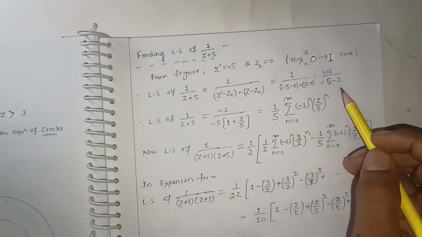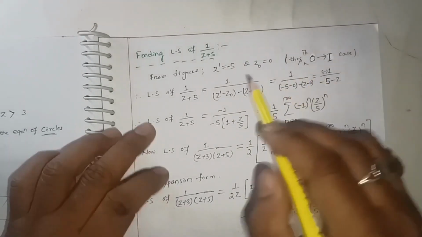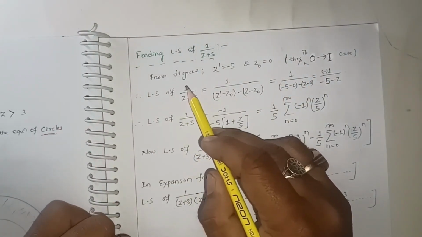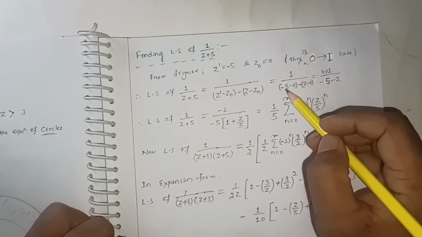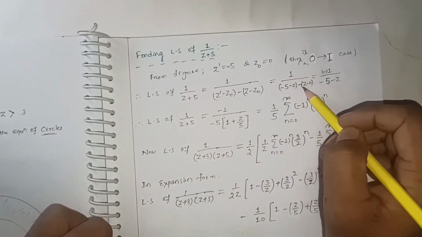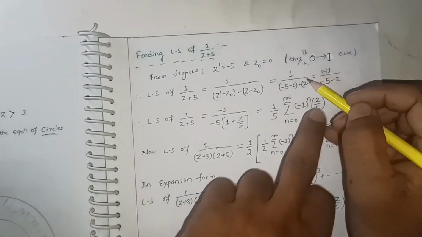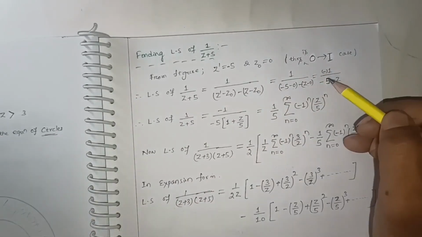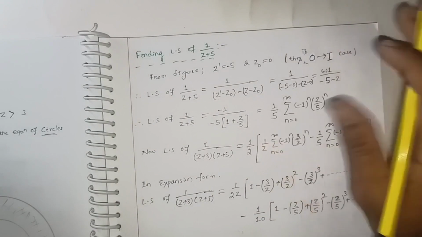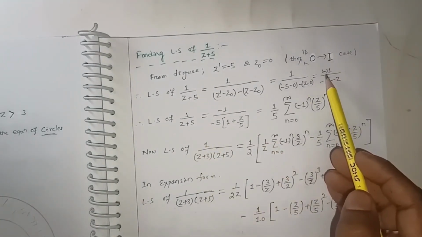Now after doing this, you just check whether it matches the initial function, that is 1 by z plus 5. Here you can see 1 by minus 5, this will be minus z. Not matched. If I multiply by minus, then it will match. So only for that I multiplied by minus. Got it? If it matches, no need to multiply. If it is not matched, multiply by minus.